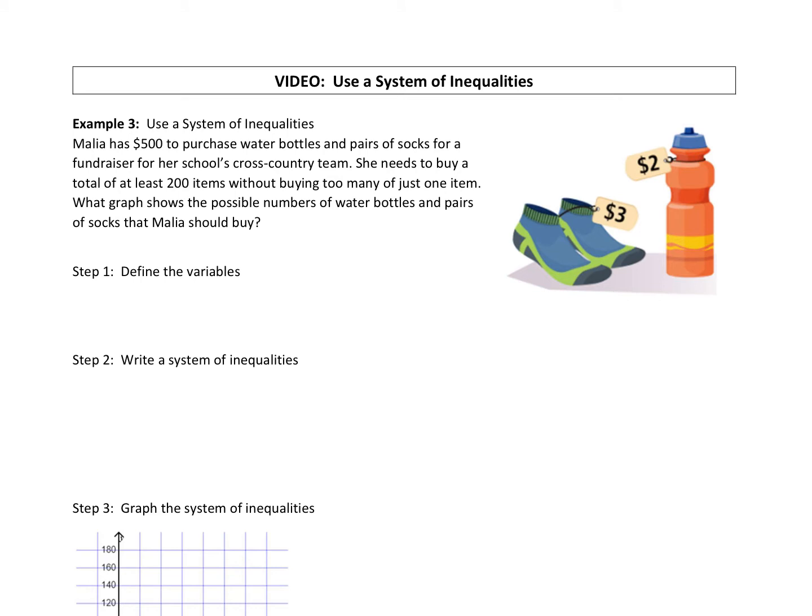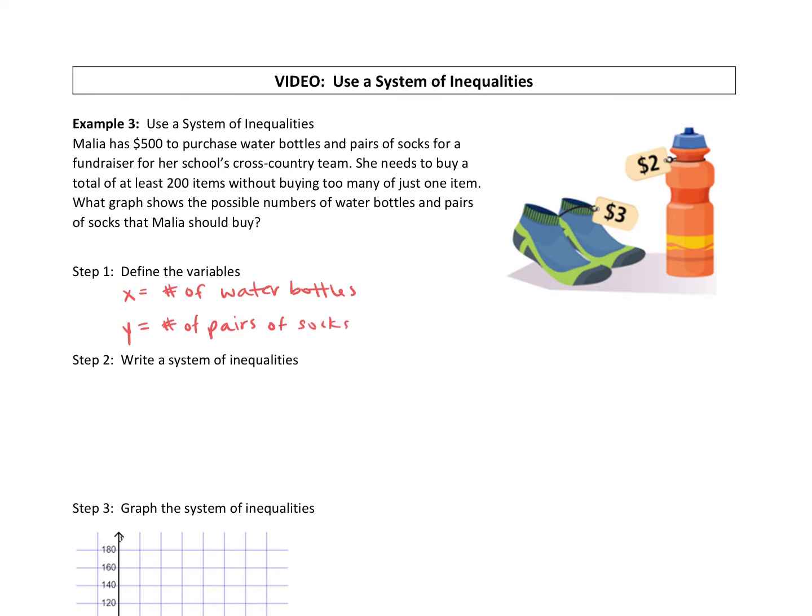So we always start out with defining our variables, and we can look to the question to help us do that. What do they want us to answer? We want to know the possible numbers of water bottles and pairs of socks. So let's let x equal number of water bottles and let's let y equal number of pairs of socks.